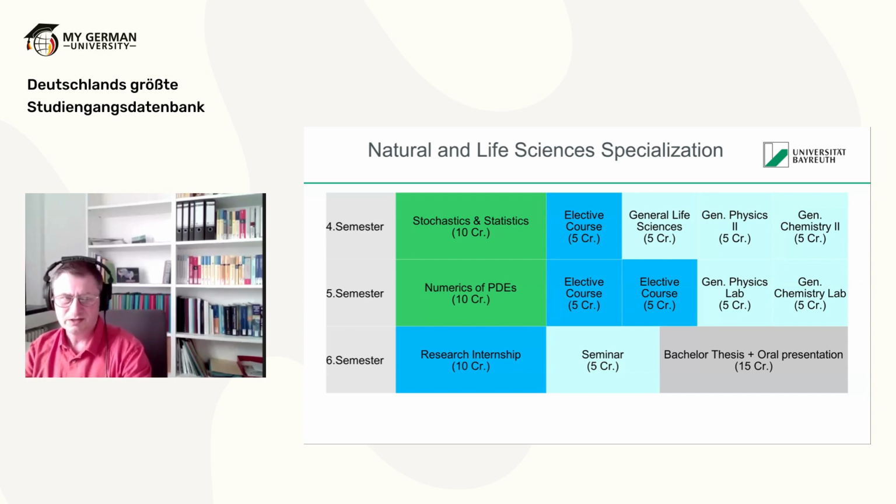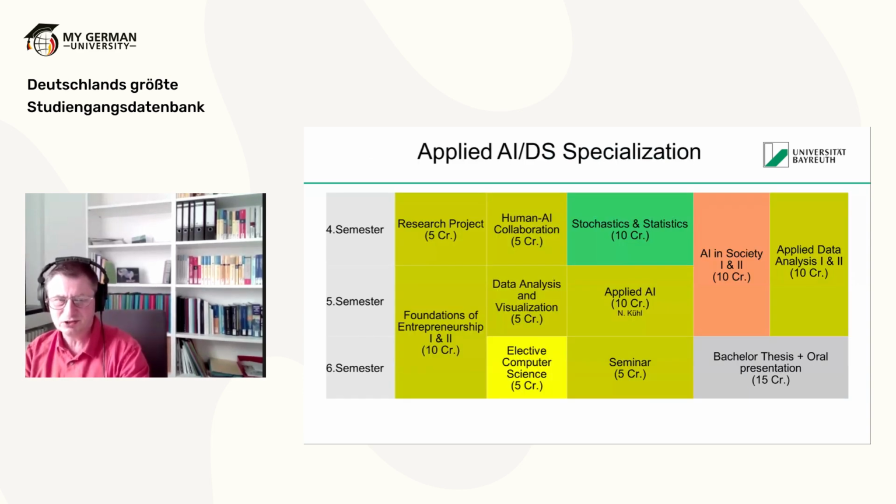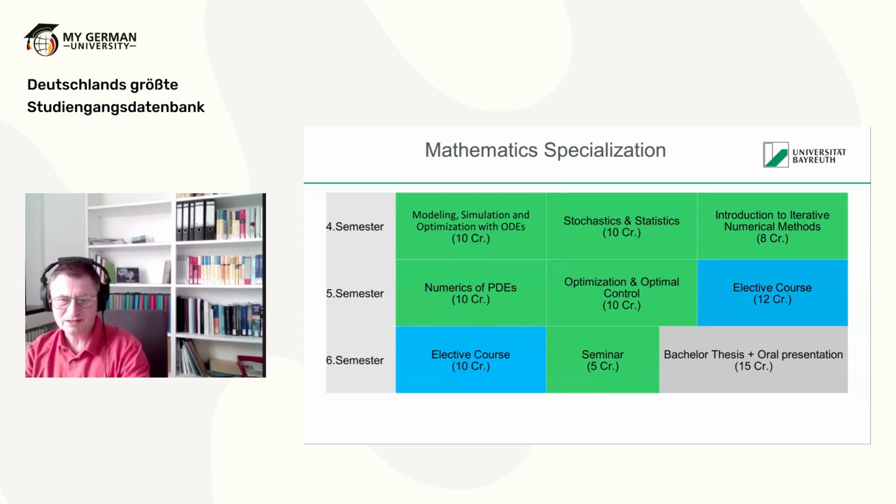and also, of course, from the mathematical part of the curriculum. The applied AI and data science specialization contains a different set of classes. Once again, you have stochastics and statistics class, but other than that, you have lots of offerings from data science and AI specialization, and also different types of other offerings like AI in society. This is a part of the humanities curriculum. Going to the mathematics specialization, you see that there are lots of mathematical classes, of course, and also some electives that you can put in from other areas of specialization.